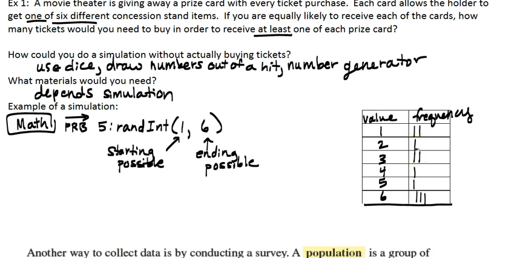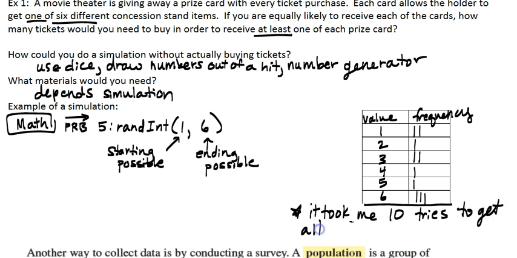Okay, so what I just simulated was, every single time I got a random number, that was me going to the movie theater, and the number was which prize card I earned. So if I count this all up, 1, 2, 3, 4, 5, 6, 7, 8, 9, 10, it took me 10 trips to the movie theater to get all 6 of the numbers. So it took me 10 tries to get all 6 of the prizes.